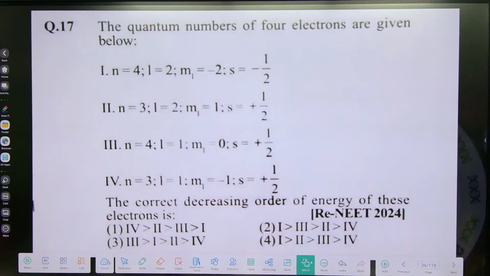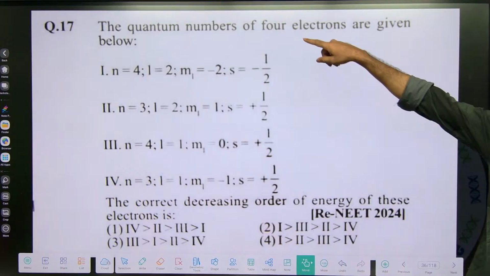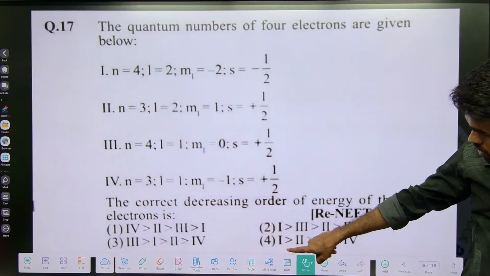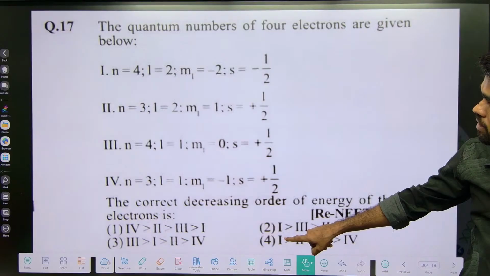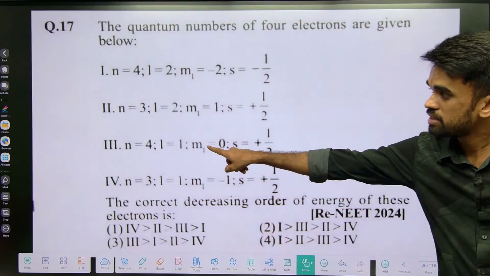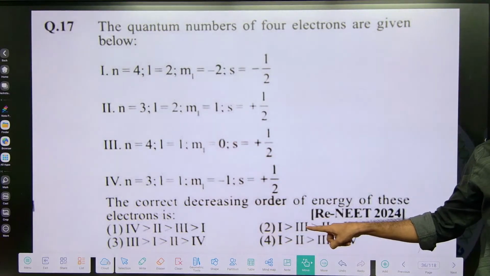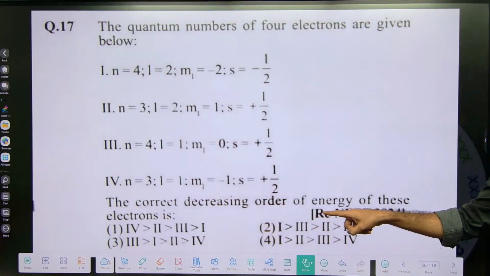6, first one is 6, second one is 5, 4, 5. So first one will be highest, only in these two options. Next one 5, 5, 3, 1, 3, 1, 3. So the second option is perfect. Got it, everyone? Yes.